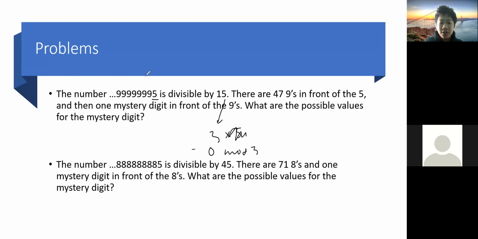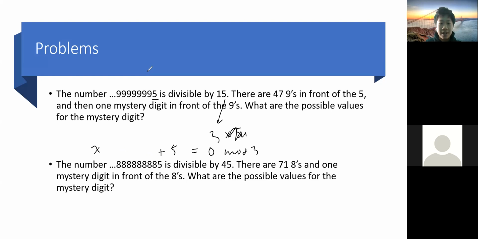So if we add all the digits, it should be 0 mod 3. So let's say the first digit is x. We got x, and then we add 47 nines here. And then we add a 5. This must be 0 mod 3. We got to solve for x here. Notice how 9 is 0 mod 3. So if 9 is 0 mod 3, we can replace 9 with 0. And that term literally goes away, because 0 times anything is 0. Now all I have is x plus 5 is 0 mod 3.